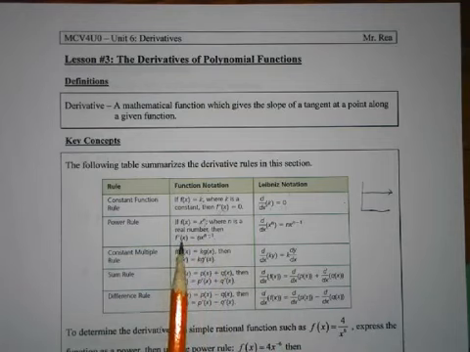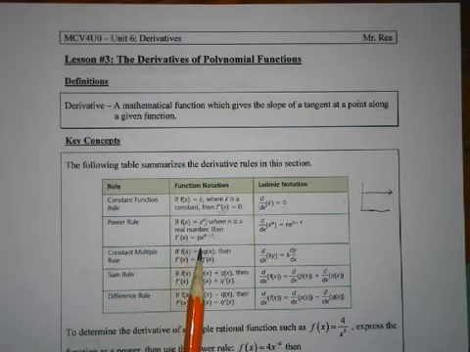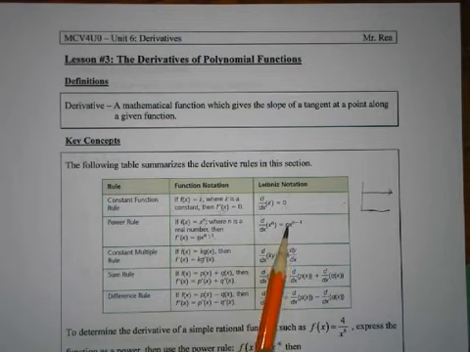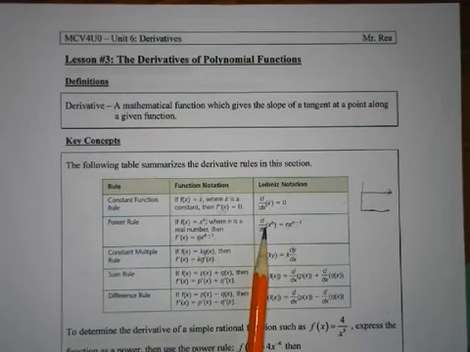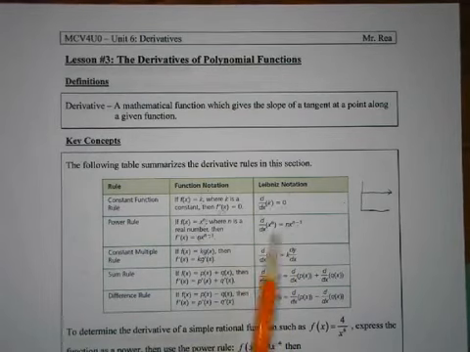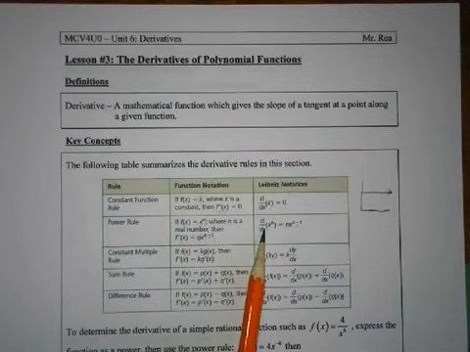So the function notation f prime of x is equal to n times x to the n minus 1. And we've got the same thing over here with Leibniz notation. So this is the derivative with respect to x of x to the n is equal to that. Okay.